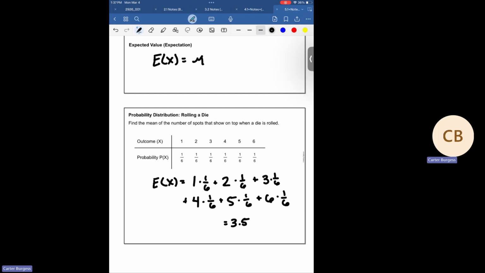All right, questions here with our weighted average, or with our mean here? How are we feeling?